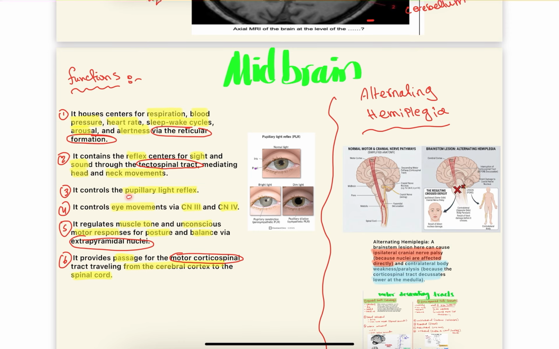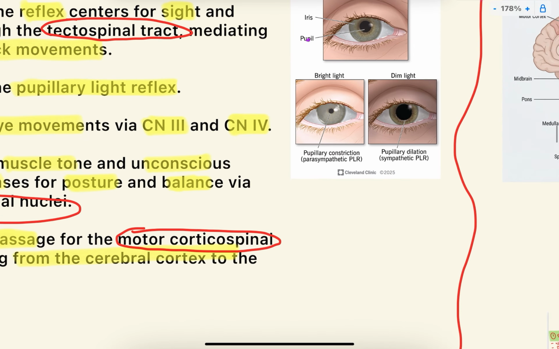It also helps with your pupillary light reflex. What is pupillary light reflex? Basically, when there is a bright light, I'm gonna have a parasympathetic constriction of your pupil. If I have a dim light, I'll have sympathetic dilation of your pupil.